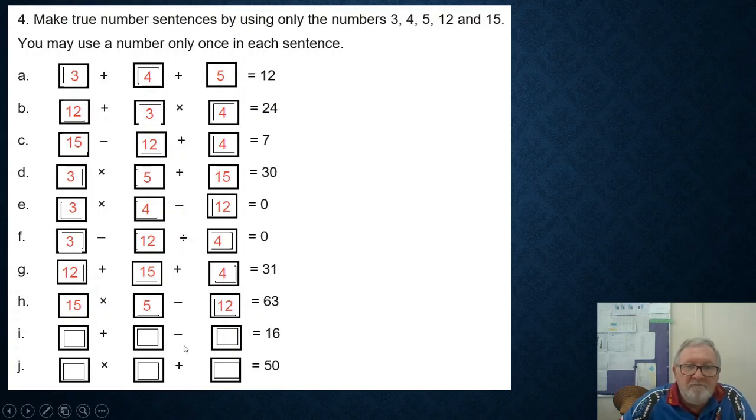Plus, then take away, left to right. 5 plus 15 is 20. 20 minus 4 is 16. Wouldn't matter if you had 15 plus 5. Same answer, same idea. And lucky last, multiplying and then adding this time.